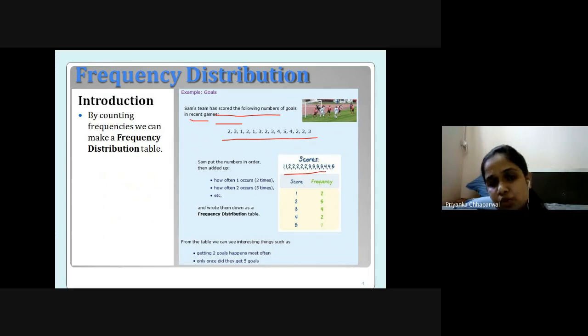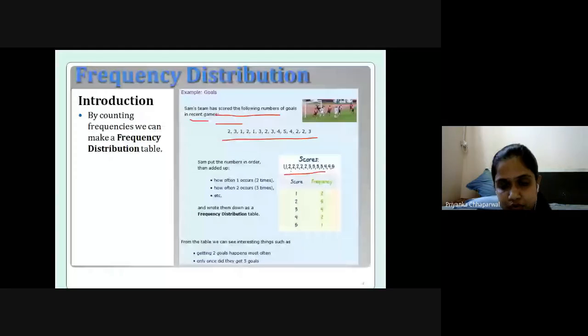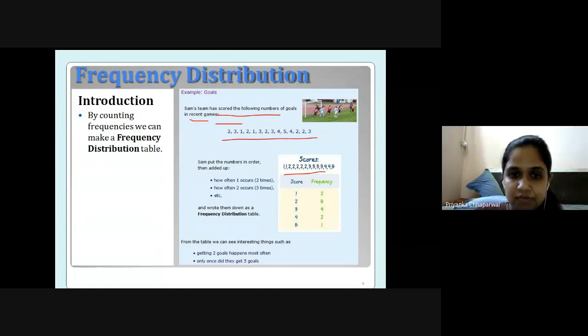Yeah, highest to lowest depends on you. So you just arrange the data from lowest to highest. The highest to lowest depends on you. Then for the score you just see 1, 2, 3, 4 and 5. So I'm just writing score 1, 2, 3, 4, 5.